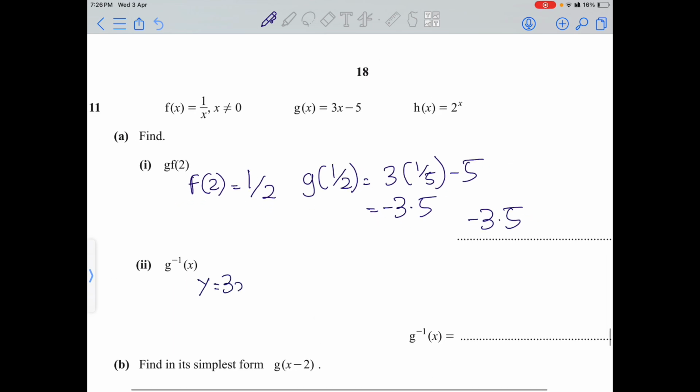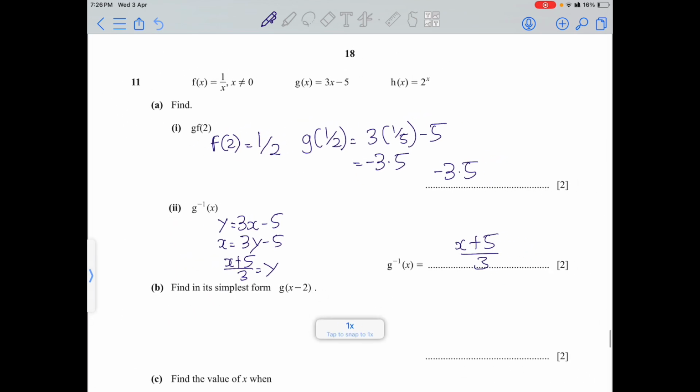Y is equal to 3x minus 5. X is equal to 3y minus 5. X plus 5 divided by 3 is equal to y. Find g of x minus 2. So 3 times x minus 2, minus 5. So 3x minus 6 minus 5, which is 3x minus 11.